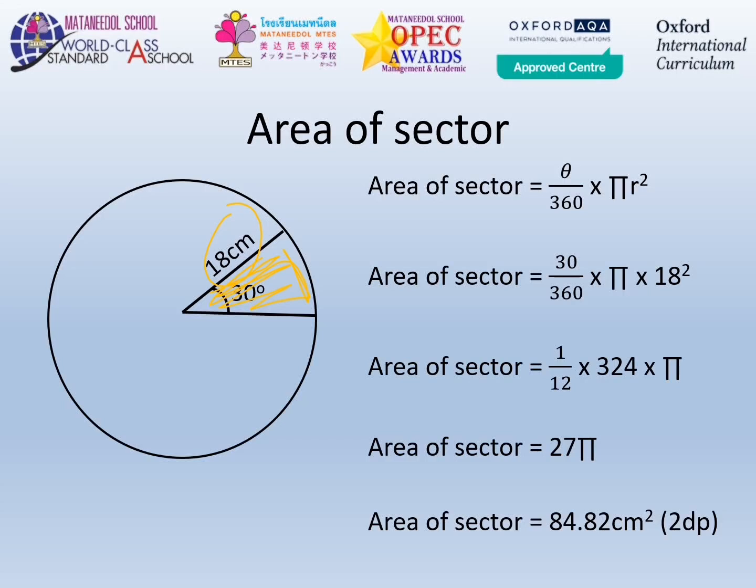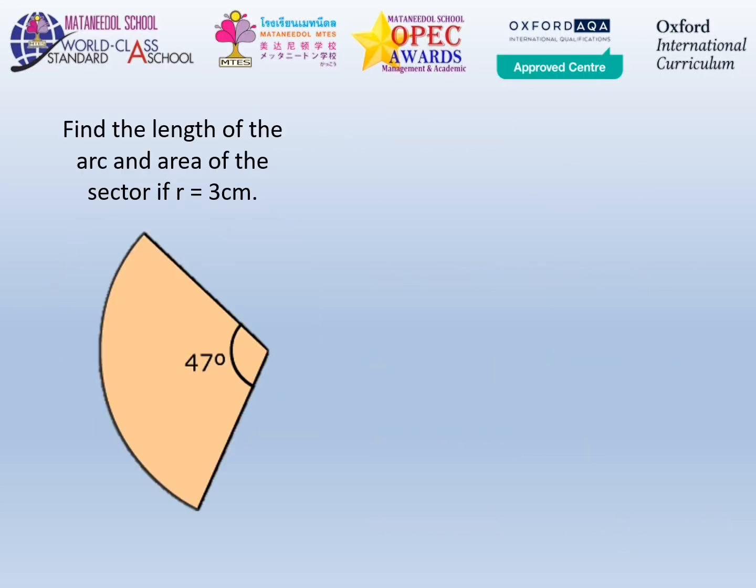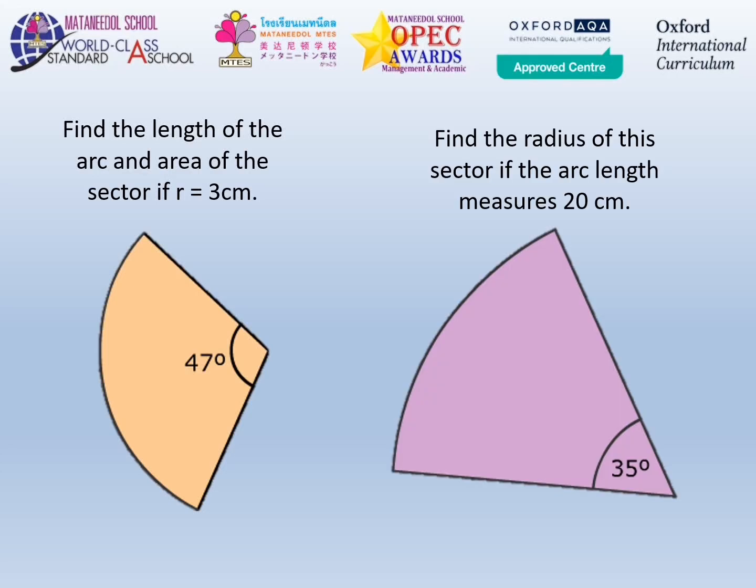So remember, in writing the unit of measurement, area is always in square units. So can you try this one? If the radius of the circle is 3 centimeters, can you find both the length of the arc and the area of the sector for a given angle? And if the arc length of a sector is 20 centimeters, can you determine the radius of the circle? Use the formula for arc length and solve for the radius.